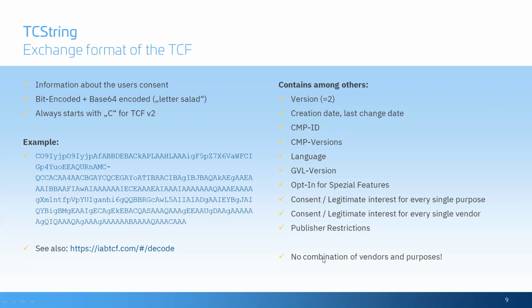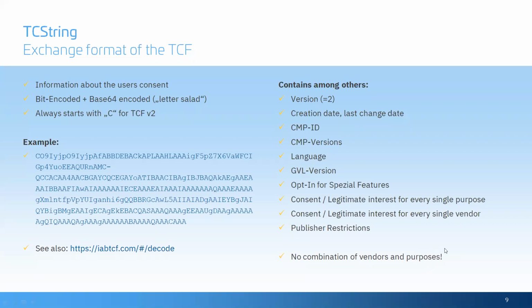Important to say, there's no combinations of vendors and purposes. So basically the user chooses to give consent to vendors, and the user gives consent to purposes. So the user will say, okay, Google can do stuff and Facebook can do stuff and Amazon can do stuff. And on the other hand, the user will say, okay, personalization is okay and cookies is okay. The user will not say Amazon may do personalization, but not cookies, and Facebook may do cookies, but not personalization. So it's two separate choices that the user will do, or two separate groups of choices, basically.